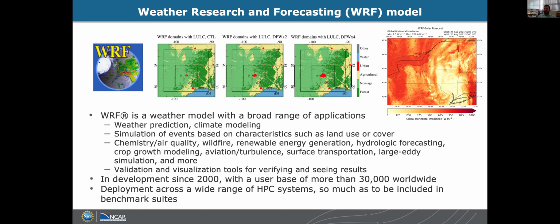It can simulate events based on changing the land cover in the model and seeing how that impacts the atmosphere. We use it to do chemistry and air quality problems, wildfire, renewable energy generation and forecasting, hydrologic forecasting like streamflow and reservoir management, crop growth modeling, aviation and turbulence, trying to keep pilots and passengers safe in the air, surface transportation, large eddy simulation, so kind of like urban scale modeling, and so much more. So it really is a very flexible modeling system.